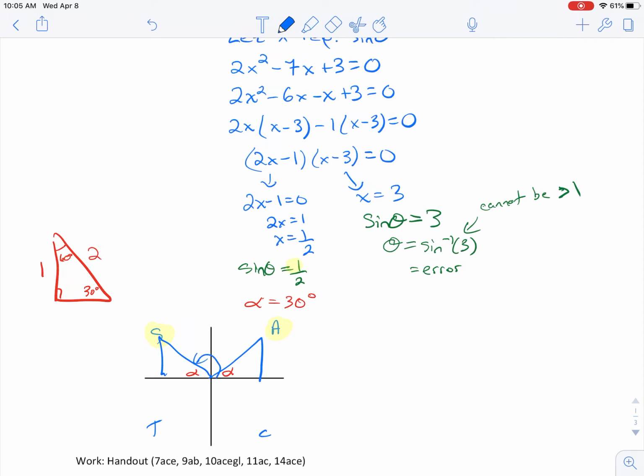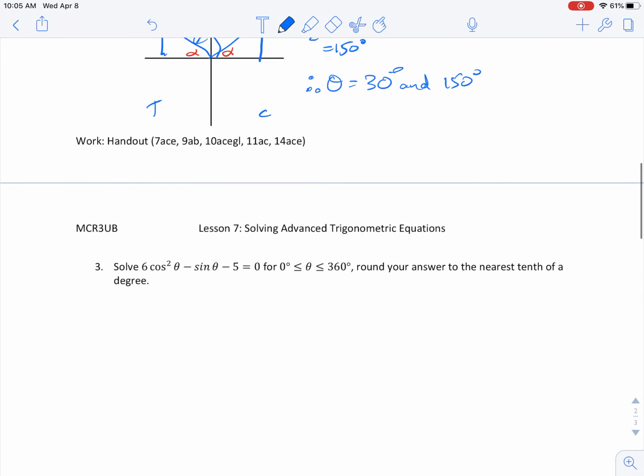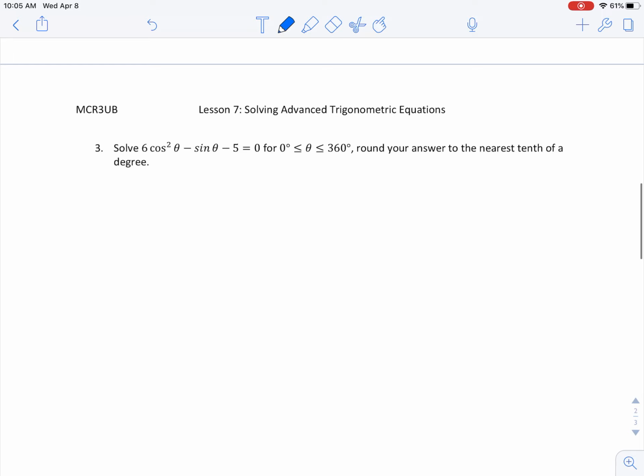So our related acute angle is one of our answers for theta. The second theta is going to come from 180 minus that related acute angle, so 150. And so therefore theta equals 30 and 150. And we're done. That's it. So again, a few things, but not super complex, but a few things going on there. So if you want, why don't you try this?